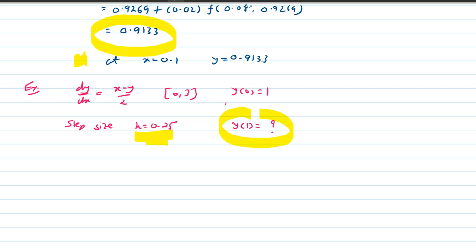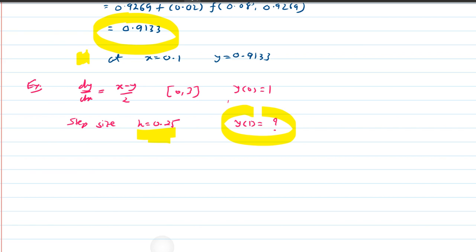When you find the answer, let me tell you the answer also. When you find y at 1, it should be 0.8195. Please check whether you are getting this answer or not. Thank you. Next time again we will be doing the next method, that is the modified Euler's method.